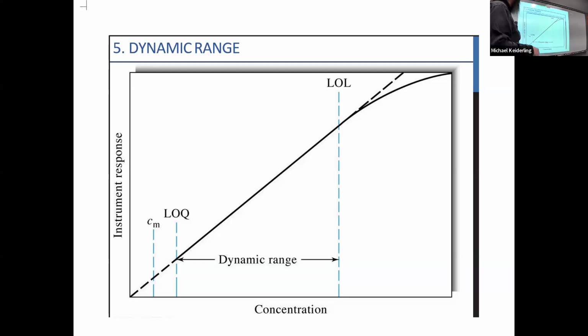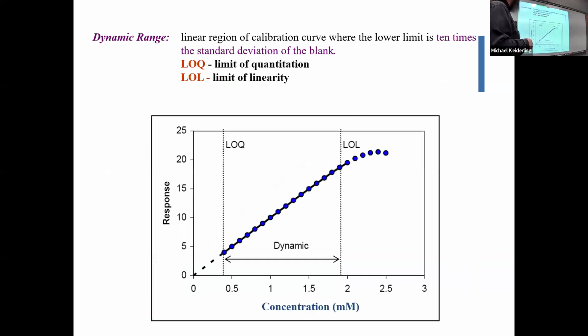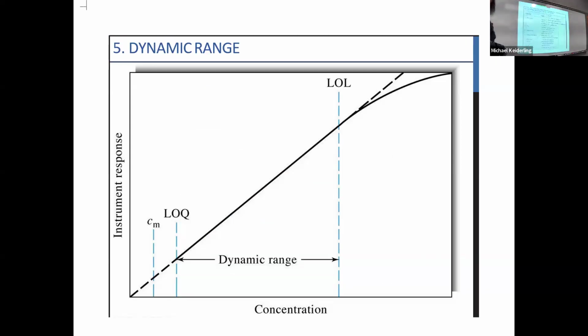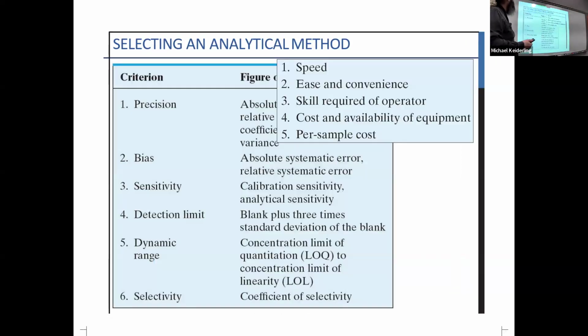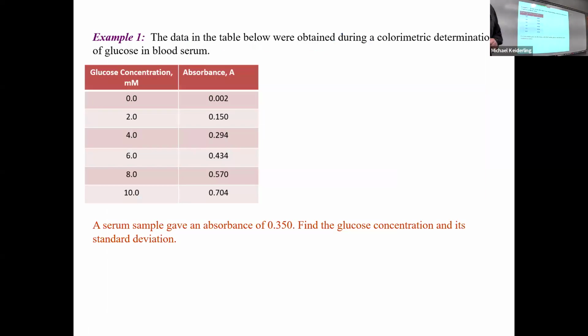So this is sort of that range from limit of quantization to limit of linearity. And some of the things you might think about: how fast is the method, how easy or convenient the method is. Is the method difficult and takes a lot of skill from the operator, or is it relatively simple and straightforward? The cost and availability of equipment, that's really a big one. Do you have the equipment to do it? And then the per sample cost. For a lot of the techniques we're going to use, per sample cost is not very high, but for some techniques out there, the per sample cost can be quite high.